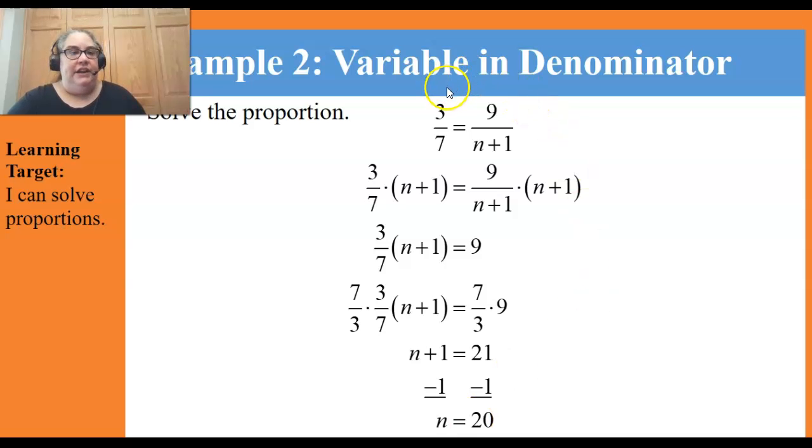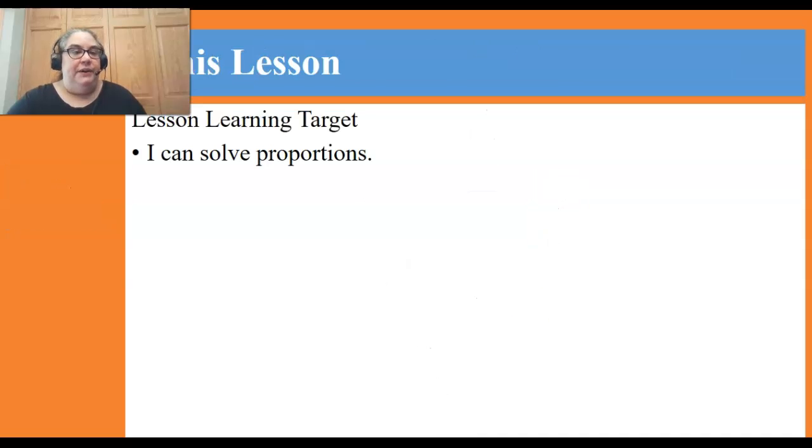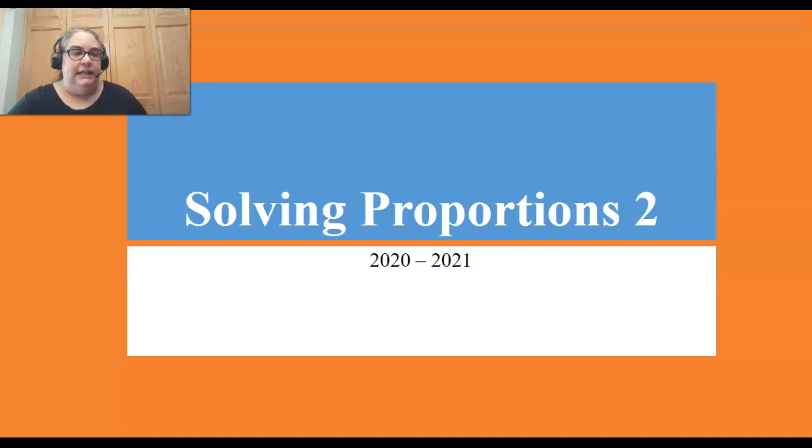Taking an overarching look, we just need to remember that you never want a variable in the denominator, so that should be the first thing that you take care of. In this lesson, we showed 2 examples of how you can solve proportions, and that is the end of our screencast.